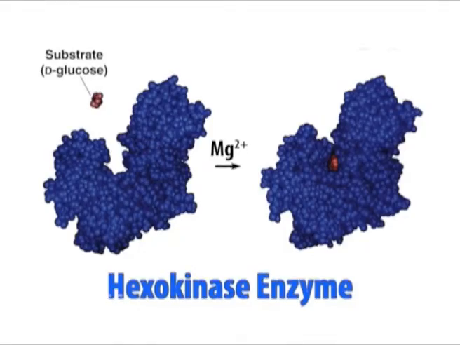This process is mediated by the enzyme hexokinase, which requires Mg2+ for its activity. It shields negative charges of phosphoryl groups in ATP, which makes the terminal phosphorus group an easier target for nucleophilic attack by the hydroxyl group of glucose.